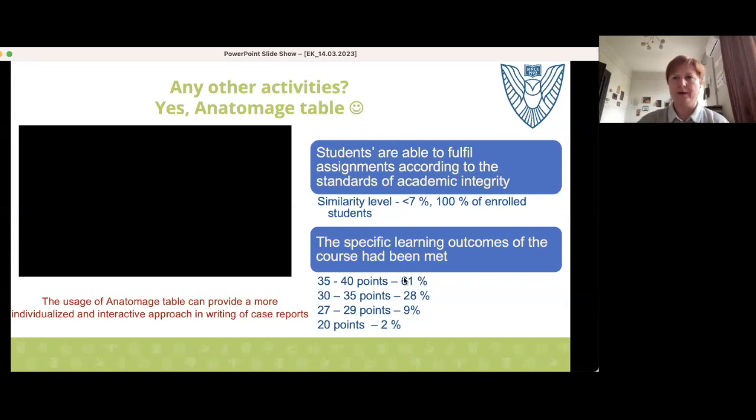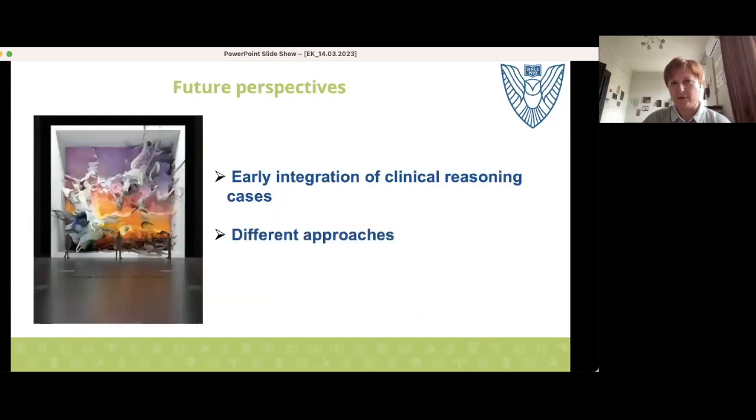61% of all enrolled students were evaluated that way. Afterwards, we had the middle points again, and just a few received the passing score only. 20 points was just the passing score for this assignment, and as you can see, only 2% of students received this passing score. So, future perspectives.